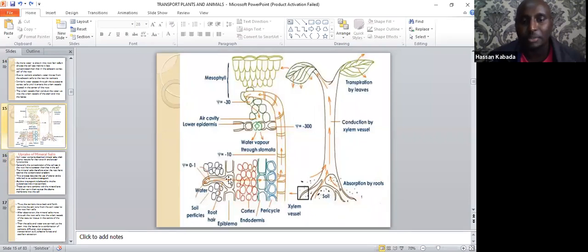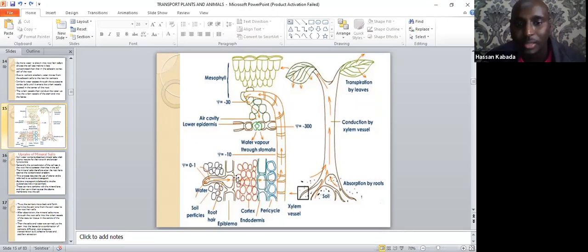Then the cells up here are highly concentrated, they are hypertonic, hence drawing water through osmosis. Of course, there's osmotic pressure that is created, hence pushing the water into the cell. From here now is the cortex. Water molecules pass through the cortex cells, one cell after another, through diffusion.